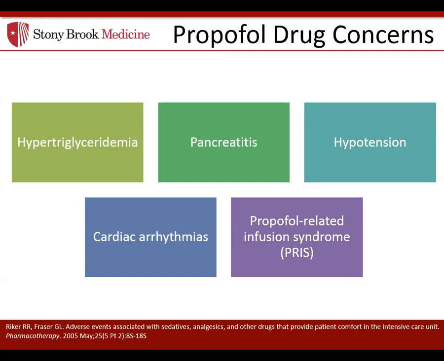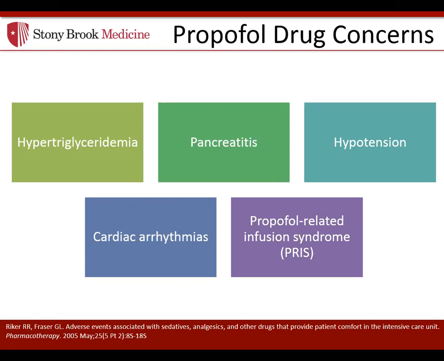Cardiac arrhythmias, they're uncommon. They're reported in about 1 to 3% of patients, and the most commonly seen is bradycardia, and that's hypothesized to be due to propofol's effect of decreasing the cardiac beta-adrenergic responsiveness that can lead to cardiac depressive effects. And propofol-related infusion syndrome, or PRIS. So this is a rare complication in less than 1% of the patients, but it has a high mortality rate of 30 to 60%. It's associated with administration of doses greater than 80 micrograms per kg per minute.